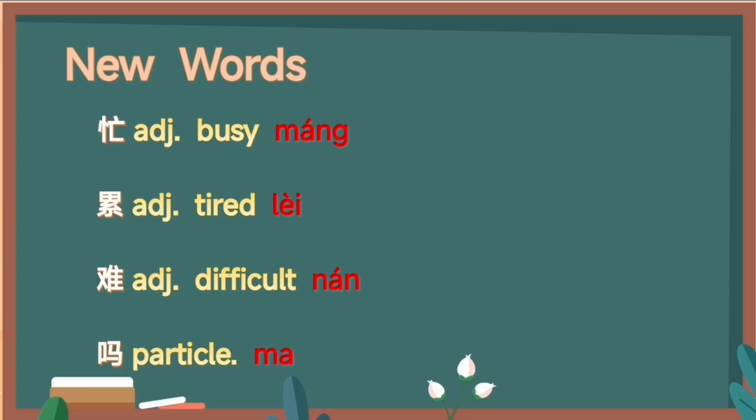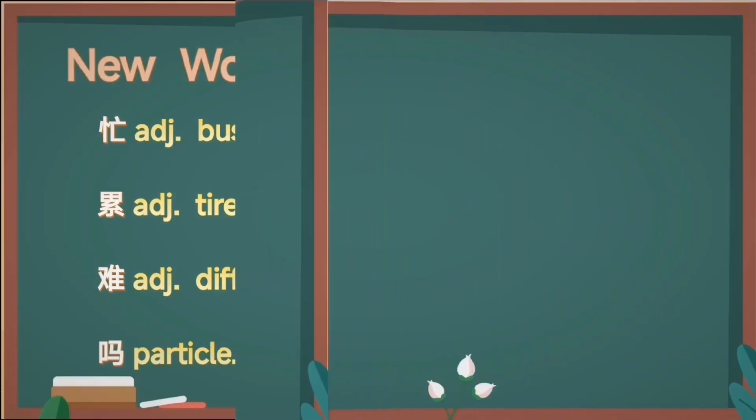吗 is used at the end of a sentence to form a general question. As an auxiliary particle, ma is always pronounced light and short. Let's read this group of words again. 忙 累 难 吗. Next is a group of adverbs.